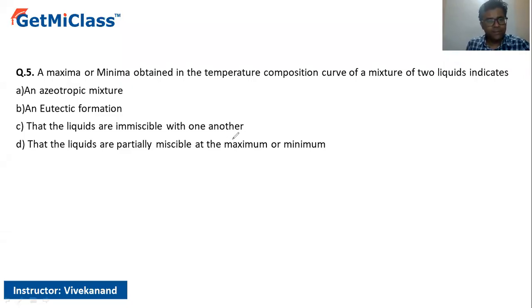Question number 5. A maxima or a minima obtained in the temperature composition curve of a mixture of the two liquids indicates A, an azeotropic mixture, B, an eutectic formation, C, that the liquids are immiscible with each other, and D, that the liquids are partially miscible at the maximum or minimum.